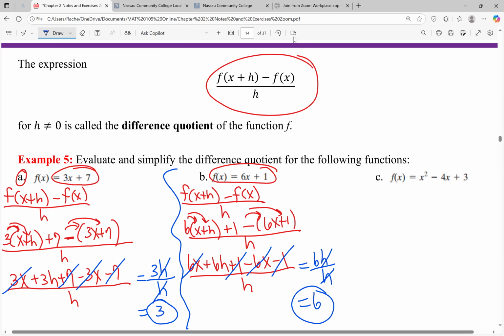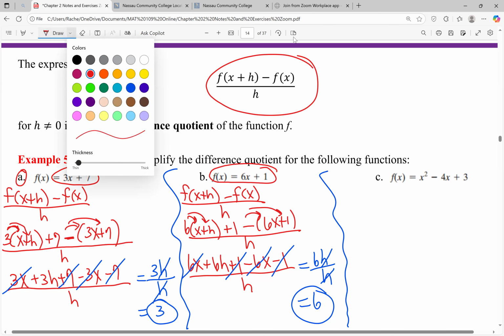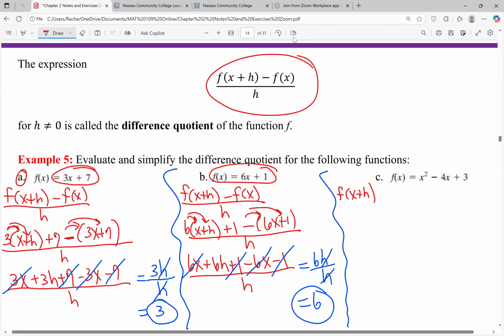This is always going to be the case when we use the difference quotient on a linear function. But look at the next example, c. This is a quadratic. It's not a linear function. So it's going to be a little bit more involved. And you'll really understand more when you get to calculus in terms of average rate of change for something like this, like a quadratic. But let's find and simplify the difference quotient for this one. So we're going to take f of x plus h, subtract f of x, divide by h.